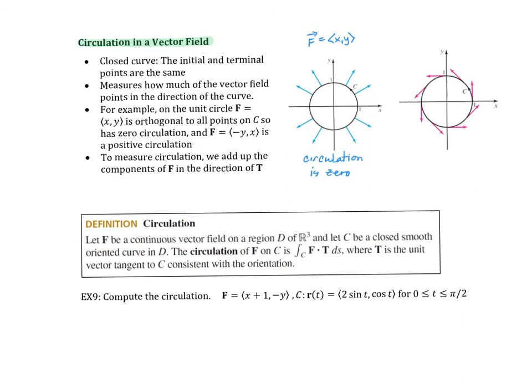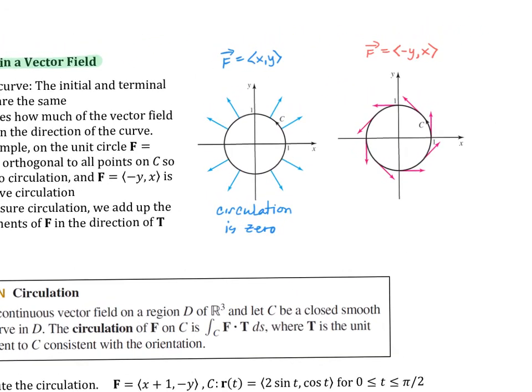Let's look at this next diagram. This is the example of the vector field negative y comma x. If you look at this second diagram, you could see that the vectors are all going with the curve. Remember, this is a rotational vector field, and my curve happens to be a circle. So in this particular case, since the vectors of my vector field are going with the curve, this is a positive circulation.